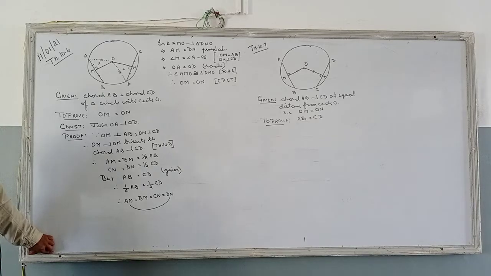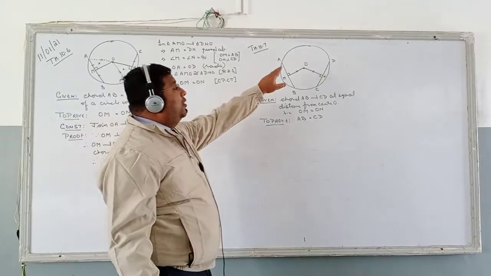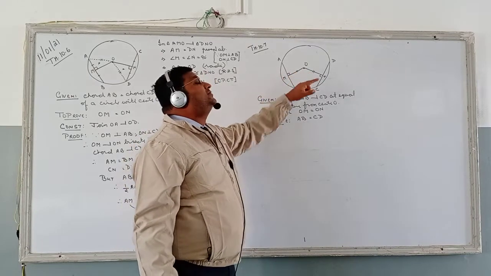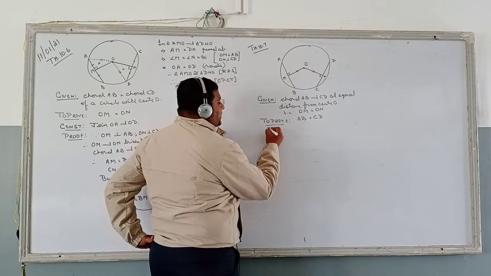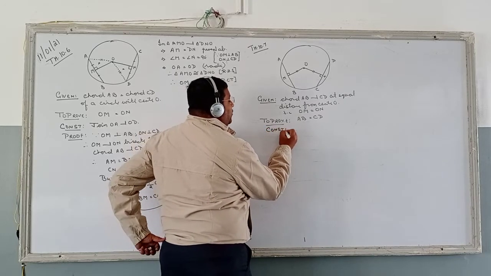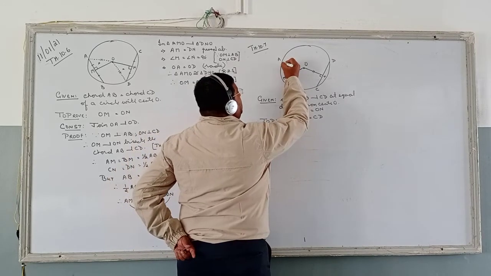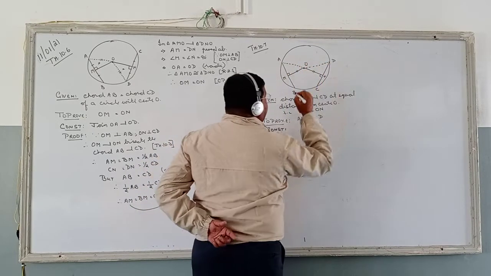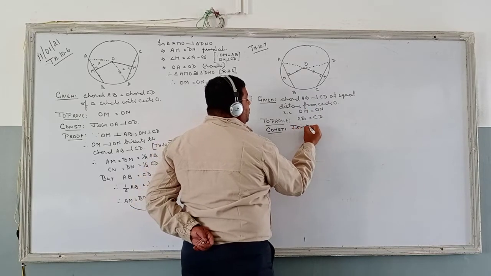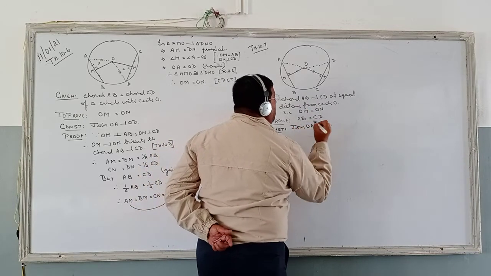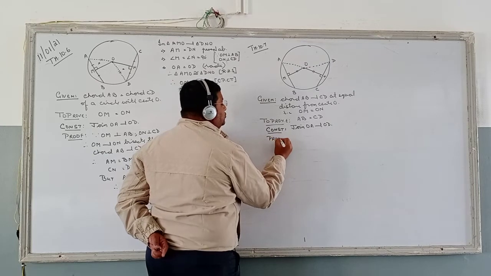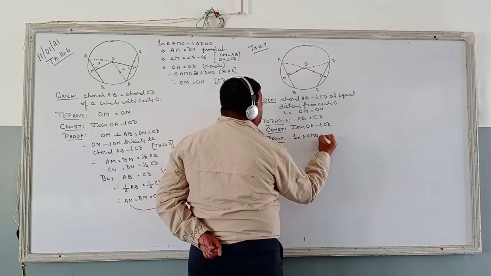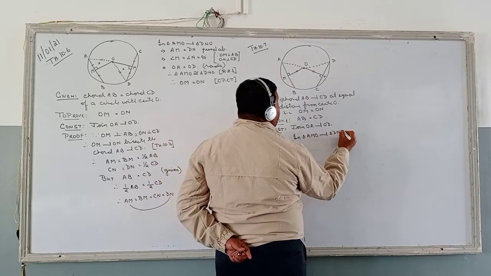Clear? Now, when we come down to this question, here he is saying that the distances are equal. Prove that these chords are equal. So we will do the same thing that we did over here. Construction: we will join O to A and O to D. Proof: in these two triangles again, triangle AMO and triangle DNO.